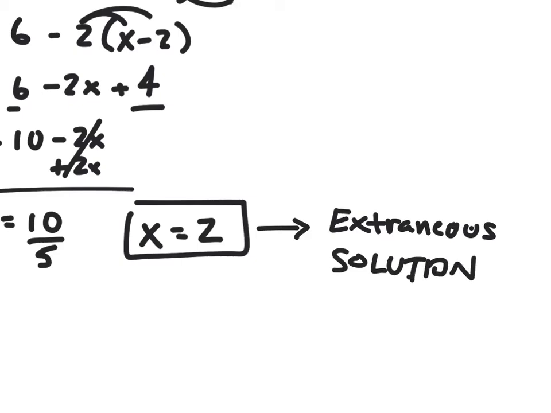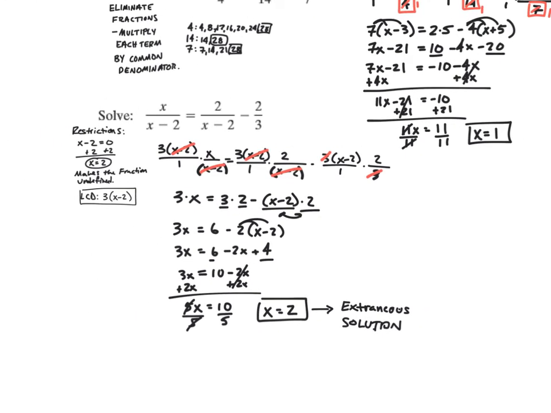So this is an extraneous solution, meaning we get it algebraically, but it doesn't work when we go back and check, okay? Because if I were to plug this in, we'd get a 0 in our denominator, which would be undefined, and it just wouldn't work, okay? So that's what we've got to consider when we're doing these problems, okay?